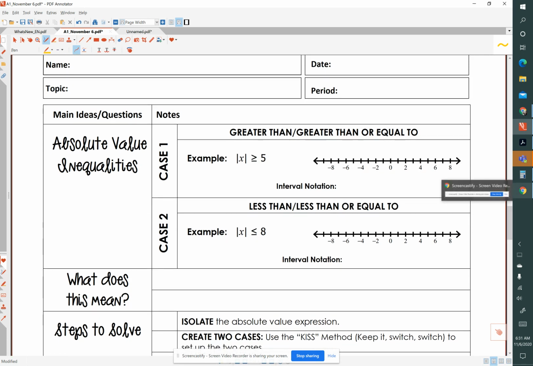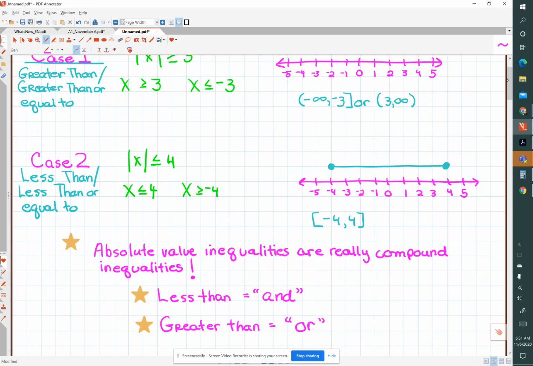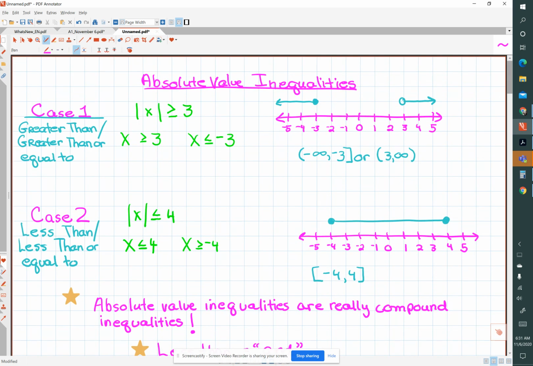So our topic today is absolute value inequalities. And what we are going to do today is we're going to put together the skills we have with solving absolute value equations and the skills we have with solving inequalities, and we're going to put it all together. So let's get started. I have another paper ready for us. We can look at it, and this is our topic for today.